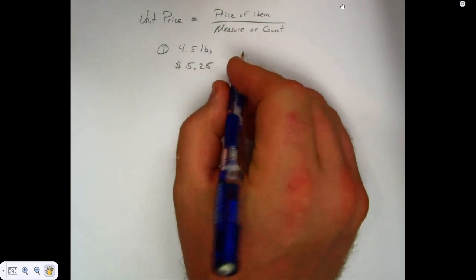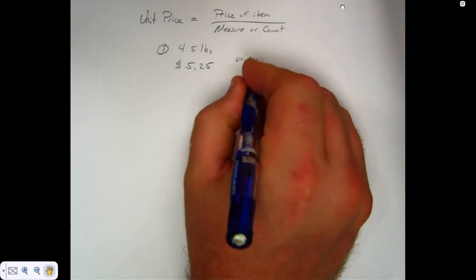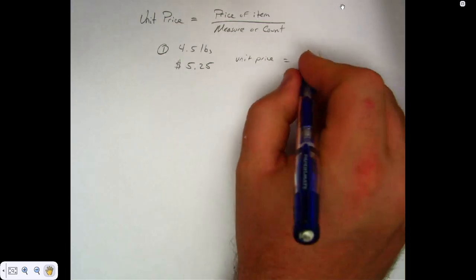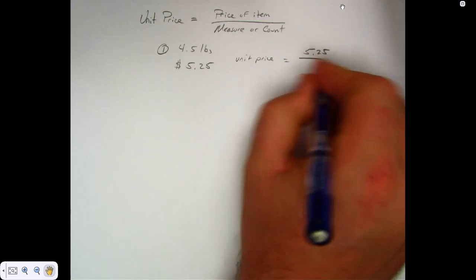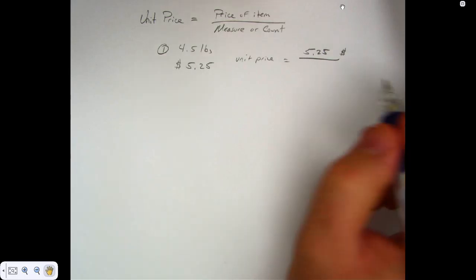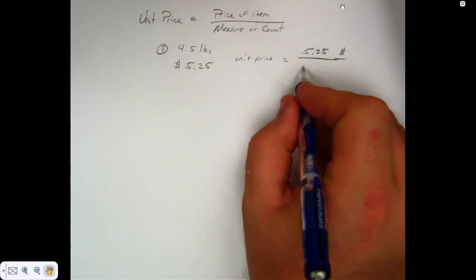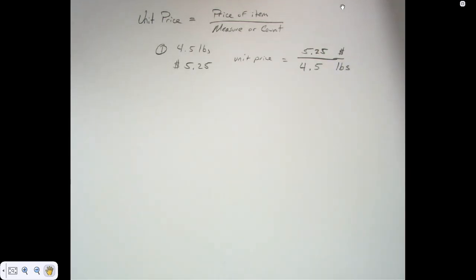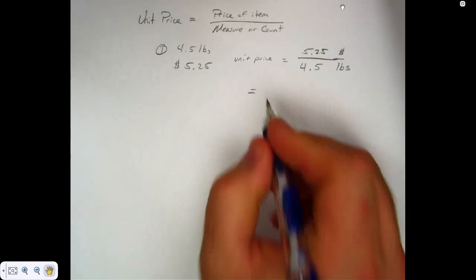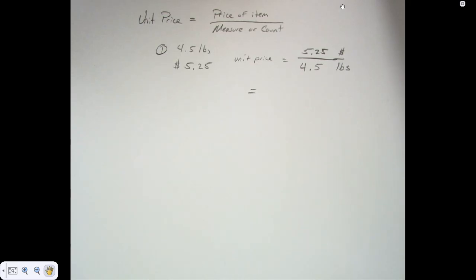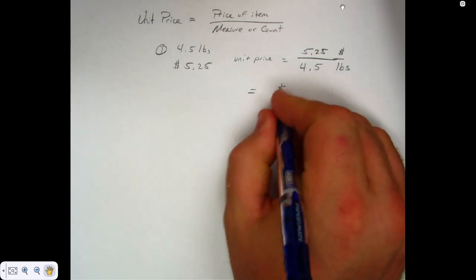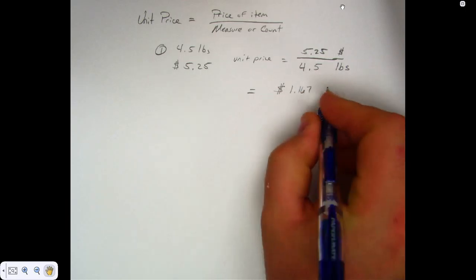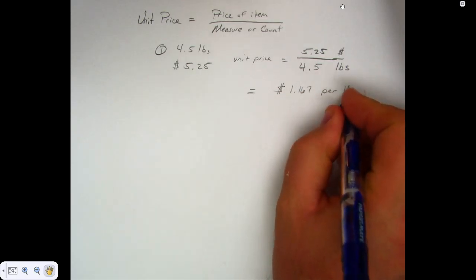Now, how am I going to figure out my unit price? I'm going to put my cost up top, which is in dollars, kind of over to the side so we can see. And then my unit on the bottom, pounds. What do you guys get when you divide that out? 1.16. So how you write this is 1.167 per pound.